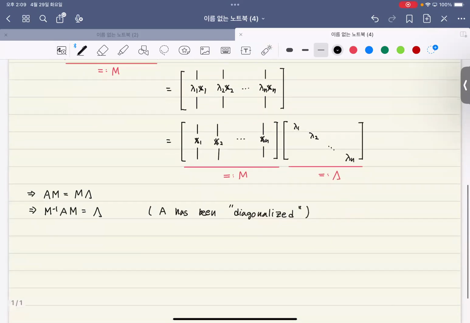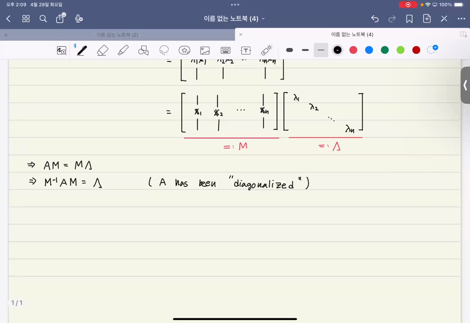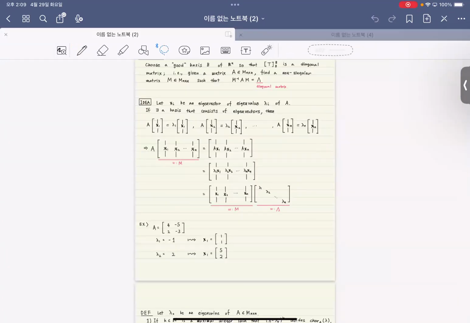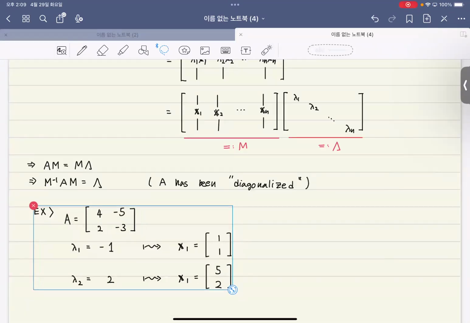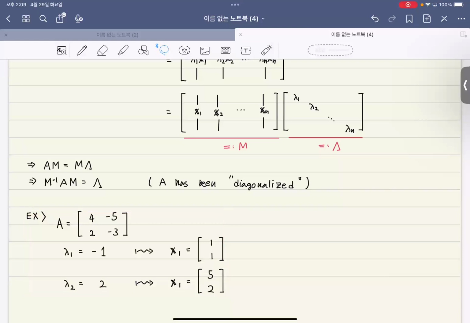So that means, therefore, whenever we can find a basis consisting entirely of eigenvectors, then we can actually diagonalize the matrix. So let me turn to this example. Let me try to diagonalize this guy.